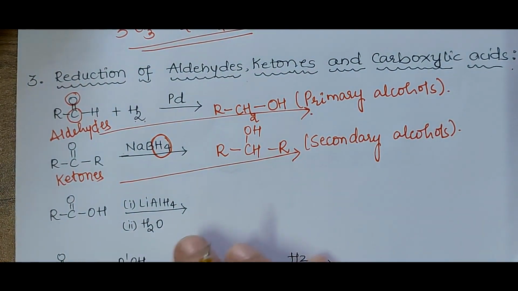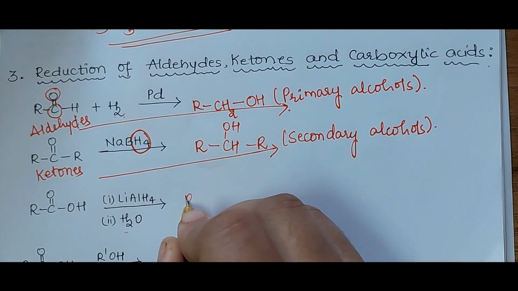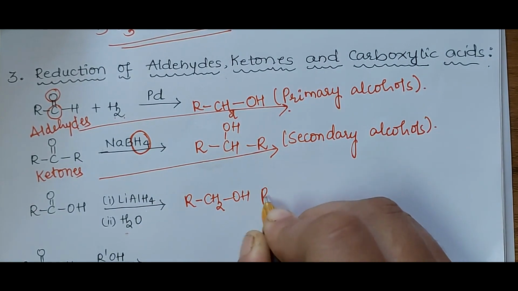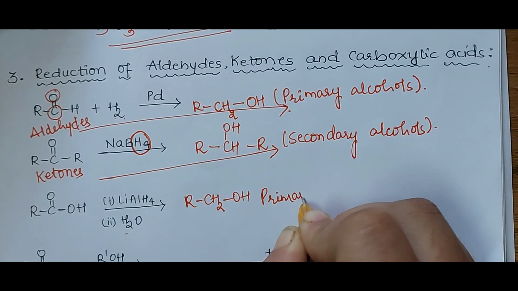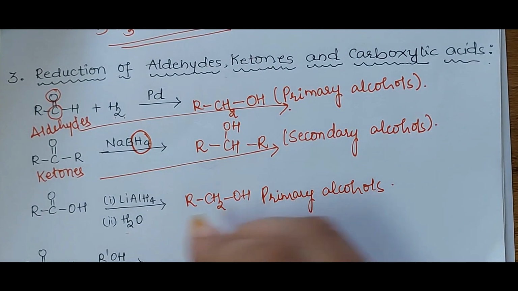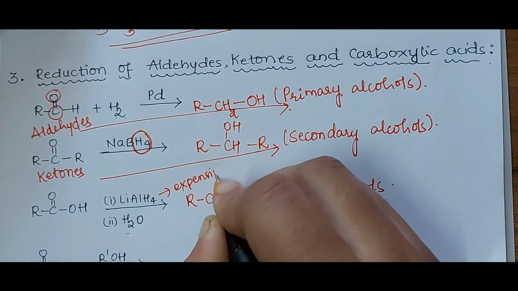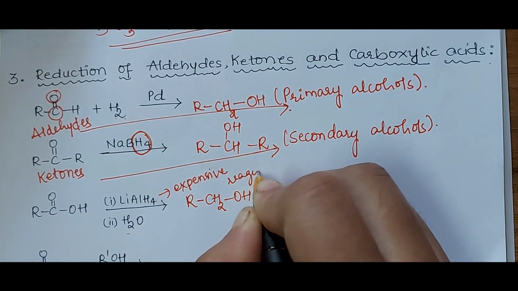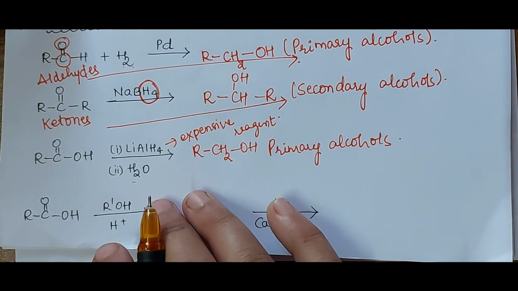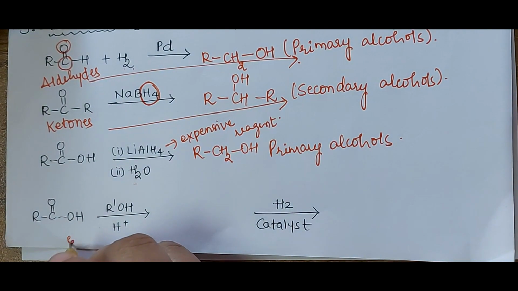Similarly, now when we consider carboxylic acid when treated with lithium aluminum hydride followed by hydrolysis, it results in the formation of primary alcohol. But this is not industrially used because lithium aluminum hydride is an expensive reagent. Since it is an expensive reagent, industrially the process followed is first an esterification reaction followed by addition of hydrogen.